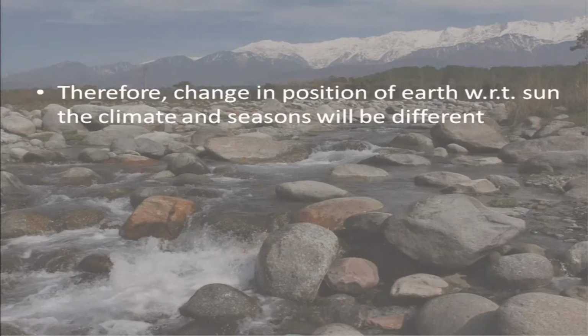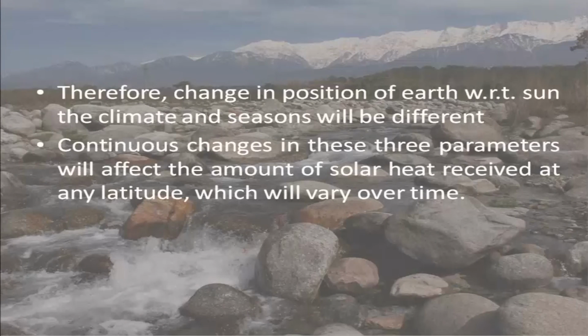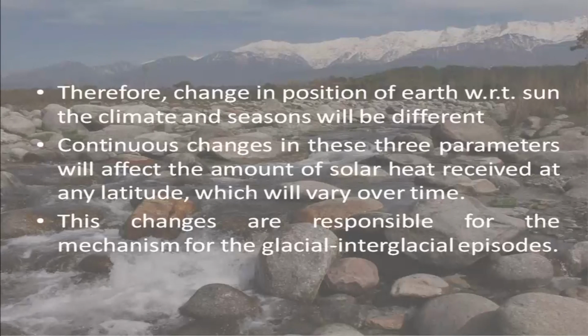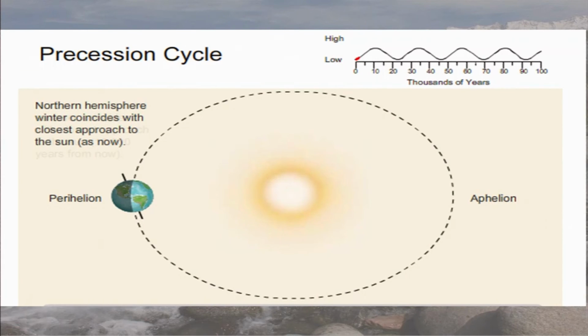Therefore, with the change in the position of Earth with respect to Sun, the climate and seasons will differ, or we will be having different climate as well as season. So, continuous change of these 3 parameters will affect the amount of solar heat received at any latitude, which will vary over time. These changes are responsible for the mechanism of glacial and interglacial episodes. So, this is the part of the precession. We will stop here and we will continue in the next lecture.